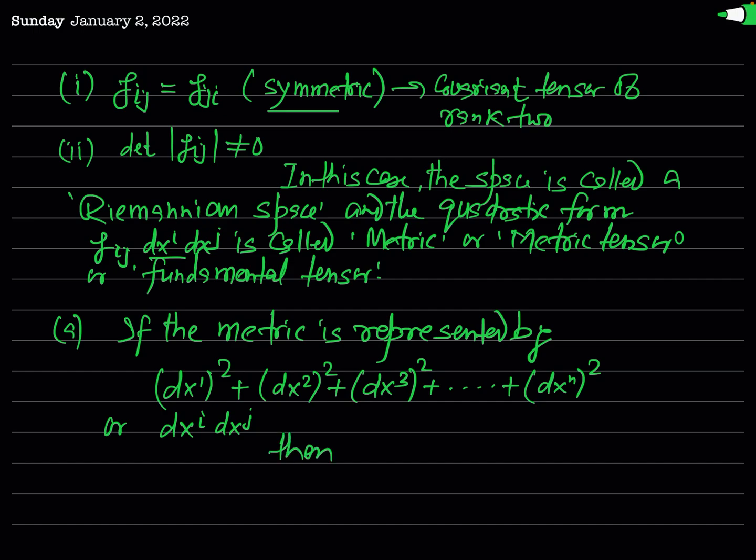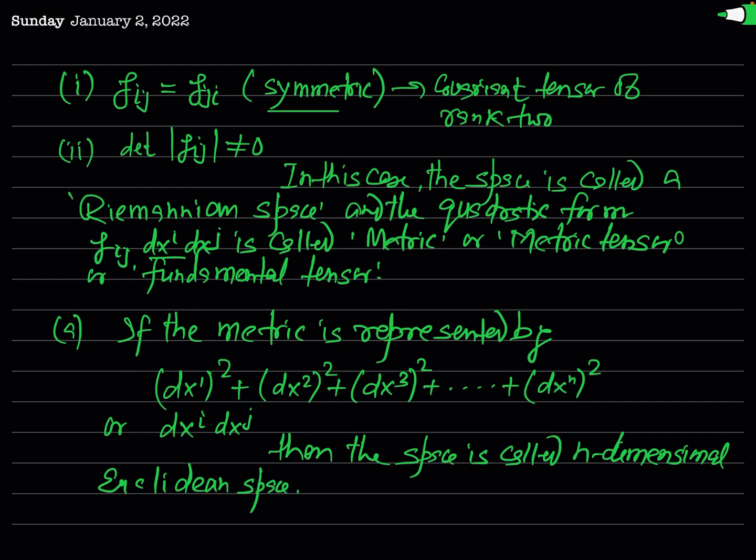Then the space is called n-dimensional Euclidean space. In fact, it is obvious that Euclidean spaces are the particular cases of the Riemannian space, as you can see here.